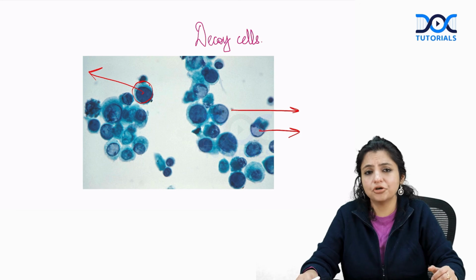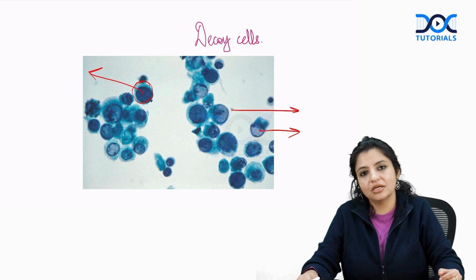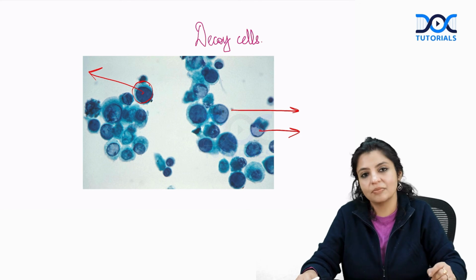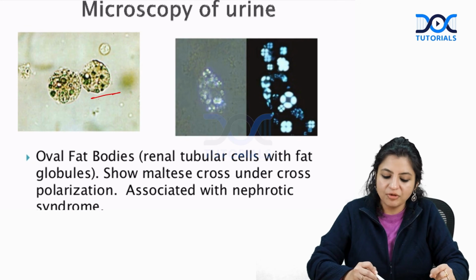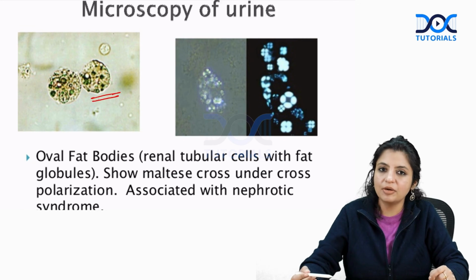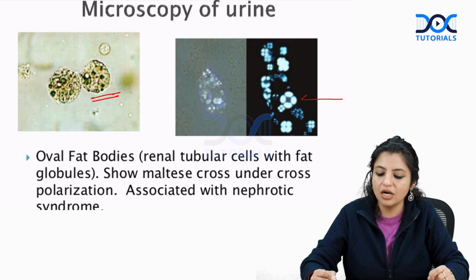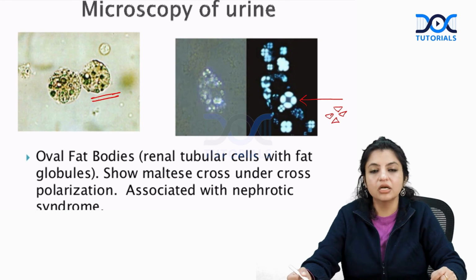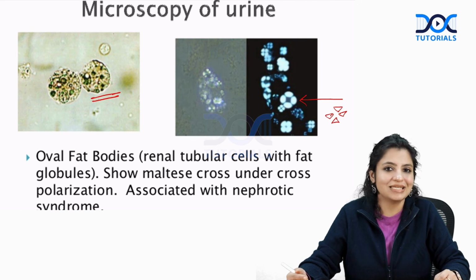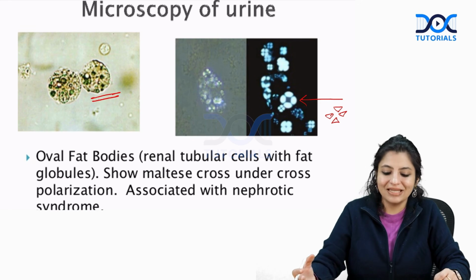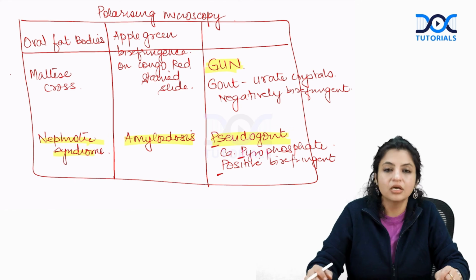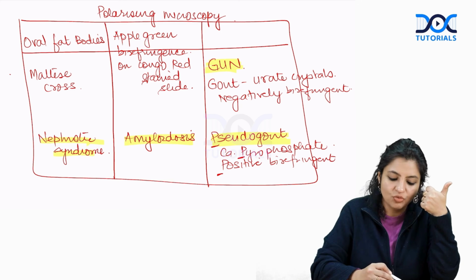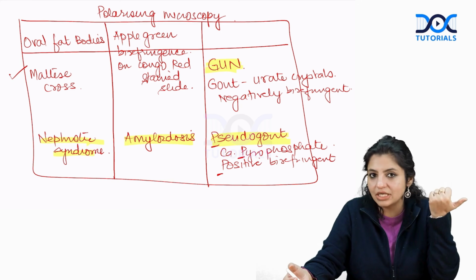When we are talking about urine, it is not complete until you see the Maltese cross appearance on polarizing microscopy. These are your oval fat bodies which come in the urine, and if you see them under polarizing microscopy, you will see this Maltese cross appearance. This Maltese cross appearance is very typical of oval fat bodies seen in the urine. So, what have you studied till now that you can see under polarizing microscopy? Remember, oval fat bodies give you Maltese cross appearance. This is seen in nephrotic syndrome.